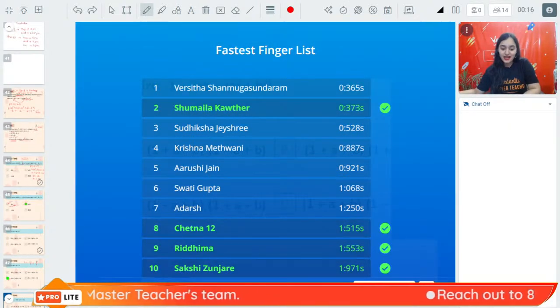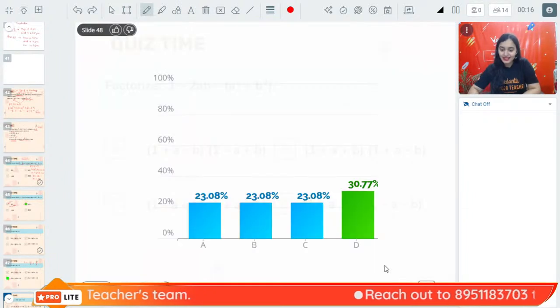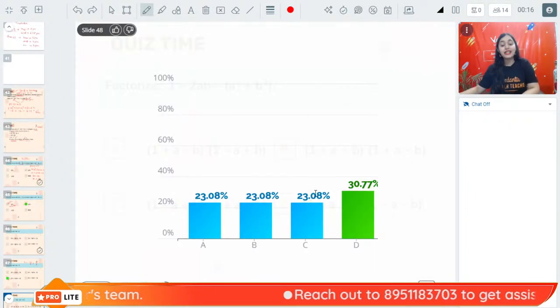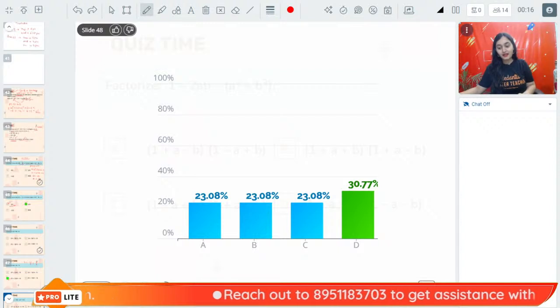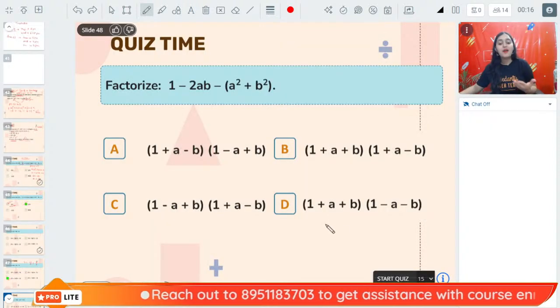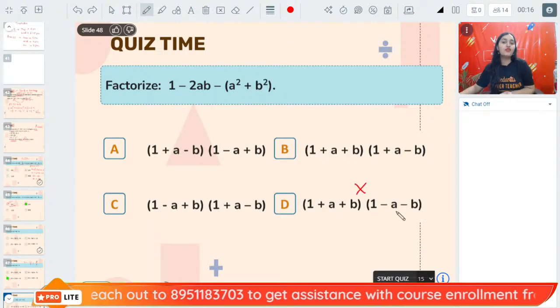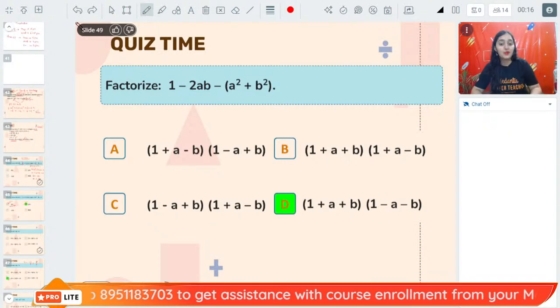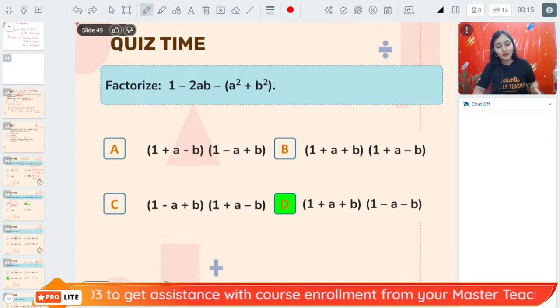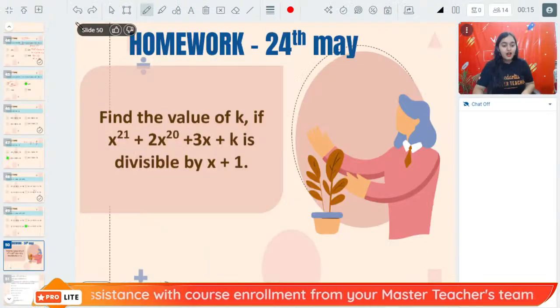Oh, only Shumaila, Chetna, Radhima, and Sakshi are right. Option D is the right answer. If you multiply these two factors, you will get the equation. Multiply and get the equation. It was simple.